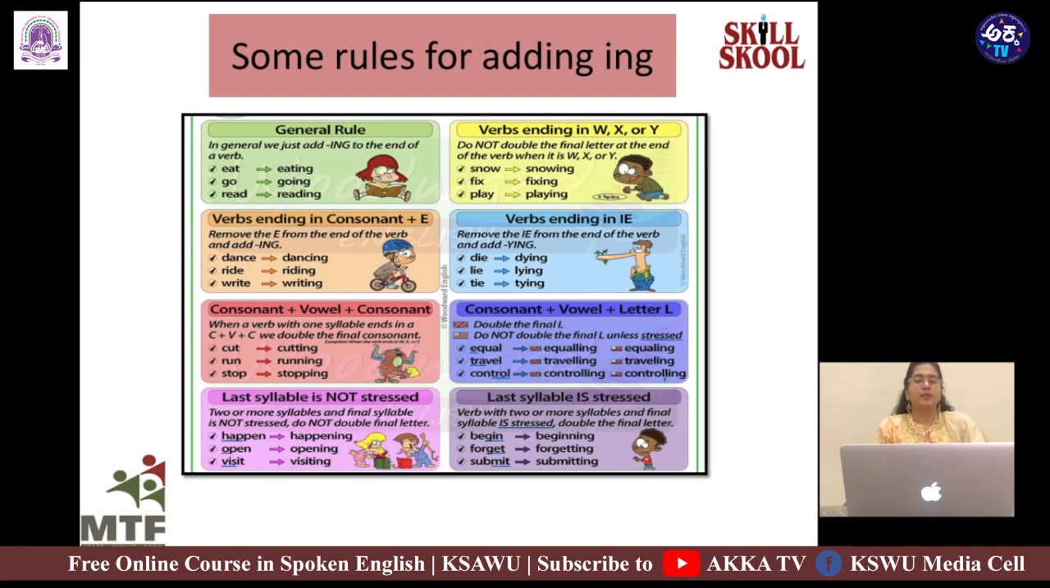Then words like cut, run, stop. Words like equal, travel, control. And then there are some words where the last syllable is not stressed. For example, happen. And when we make it happening, we give a stress there. So when I say happen, I must say it very fast. But when I am saying happening, I must give a stress there.